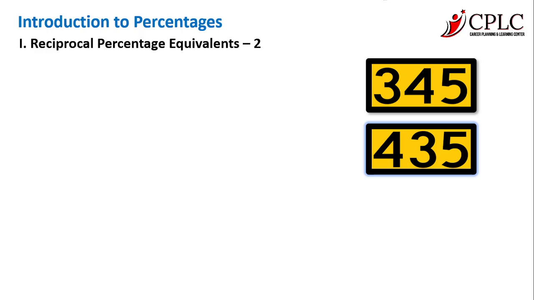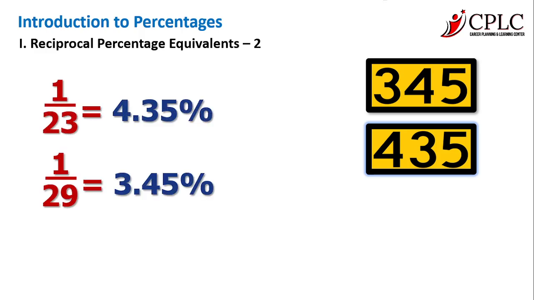But 1 by 23, now 1 by 29 and 1 by 23, the only difference that you have to understand is for 1 by 23's answer, you'll have to simply interchange the position of 3 and 4. So that means 1 by 23 becomes 4.35%. And that is the reason why these two numbers were kept together as one group, so that it becomes easy for you to remember.